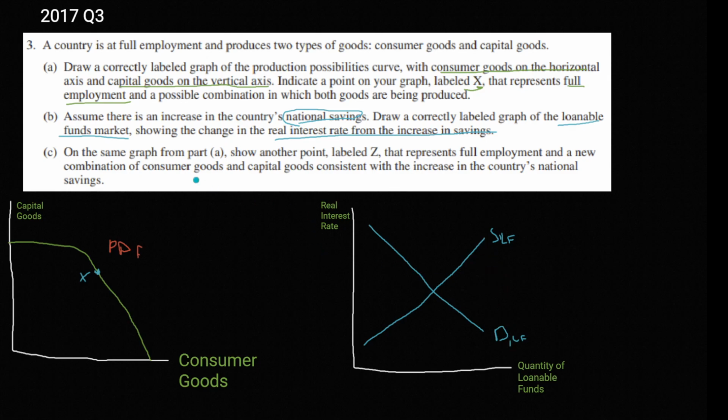And so now we're going to see that there is an increase in the country's national savings. So we have the saving axis, this is our savings. If there is more savings to be had, then we shift our saving curve rightward.